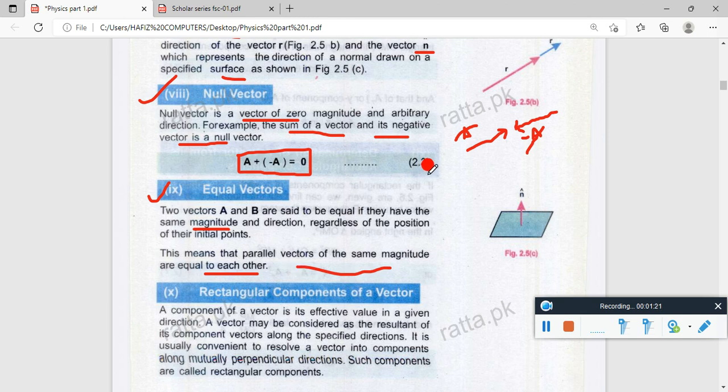For example, these two vectors A and A negative are having same magnitude. These two vectors, for example, there is a vector A, already I have mentioned what I am representing, it is B. This vector with C in opposite direction. These two vectors are said to be equal vectors if they have same magnitude.